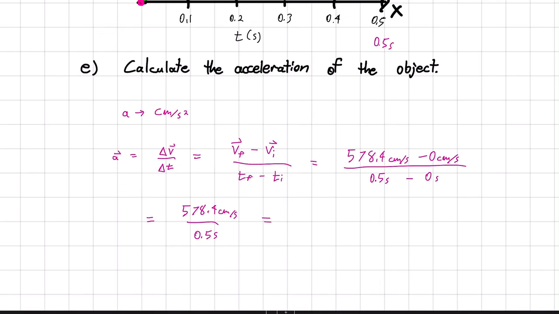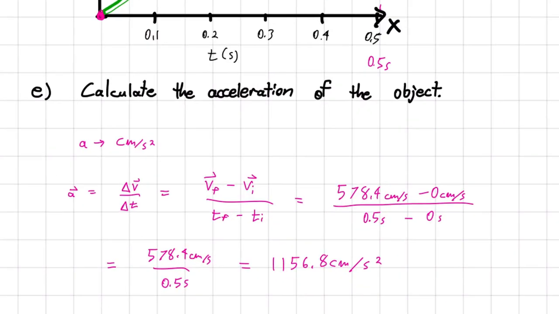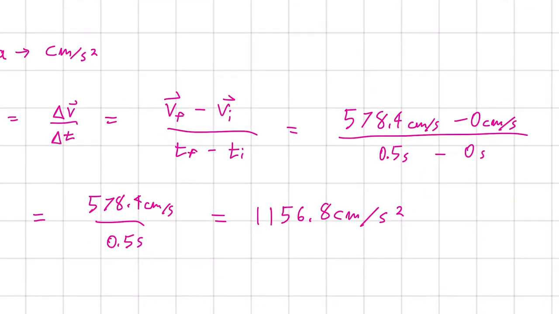When we plug this into the calculator, we get 1,156.8 centimeters per second squared. That is the correct units. And just before we wrap this up, look at significant digits. These are all 4 significant digits, so when we present our answer, it would be best, again, to keep it to 4 significant digits.